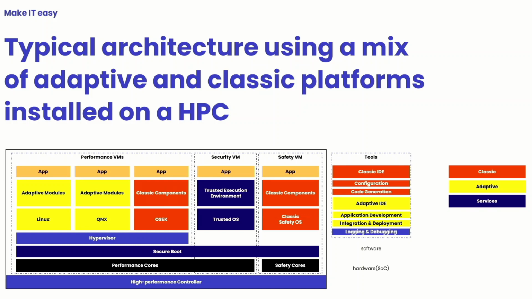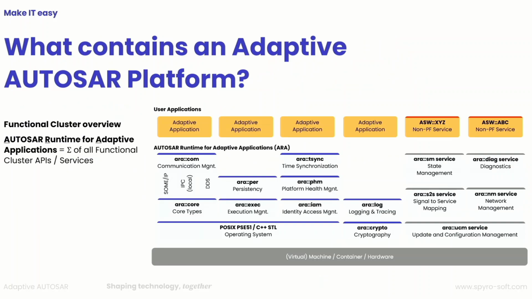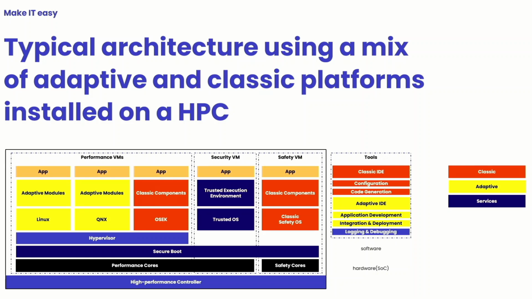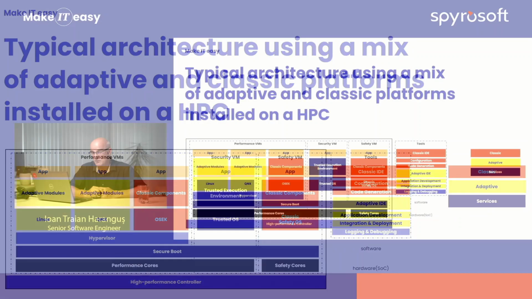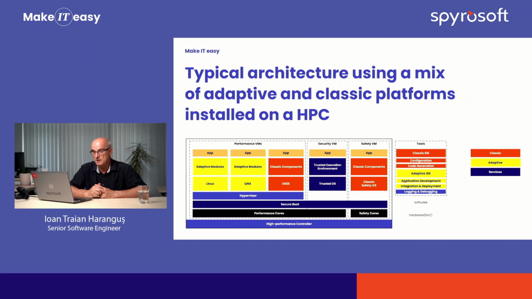Then we have a typical architecture here using a mix of adaptive and classical platforms. On the left part we have several virtual machines with several operating systems, like for example here in yellow the Linux operating system or a Unix one, if it is the case for adaptive platforms. And we also have the adaptive modules, these ones from here, so our adaptive platform. Then in red we have the classical platform using an OSEK operating system, for example, with some classical components and of course some classic applications. A security virtual machine is also illustrated here, and also a safety virtual machine using a classical platform.